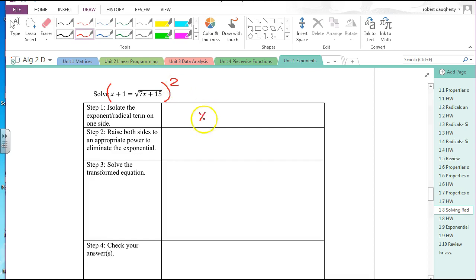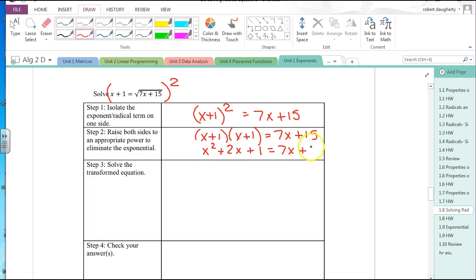So on the left, I get x plus 1 squared, right? What do I get on the right? 7x plus 15. This is what kind of equation? Quadratic. You know how to solve quadratics, okay? So let's FOIL the left side. So x plus 1 times x plus 1 equals 7x plus 15. So this is x squared plus 2x plus 1 equals 7x plus 15.